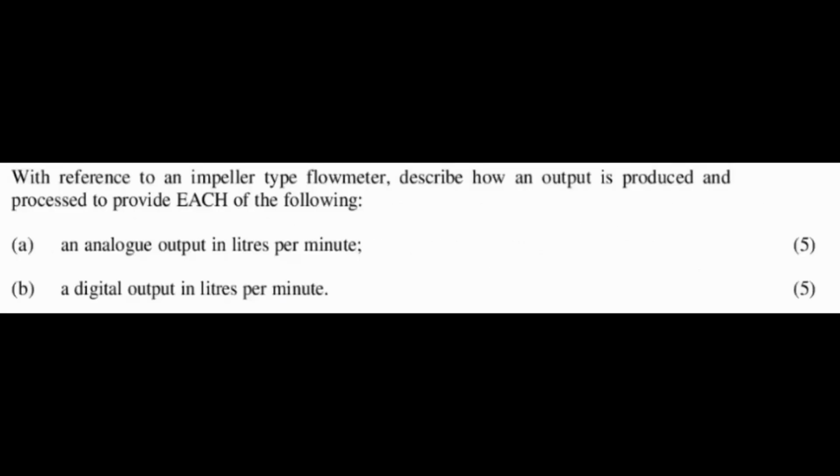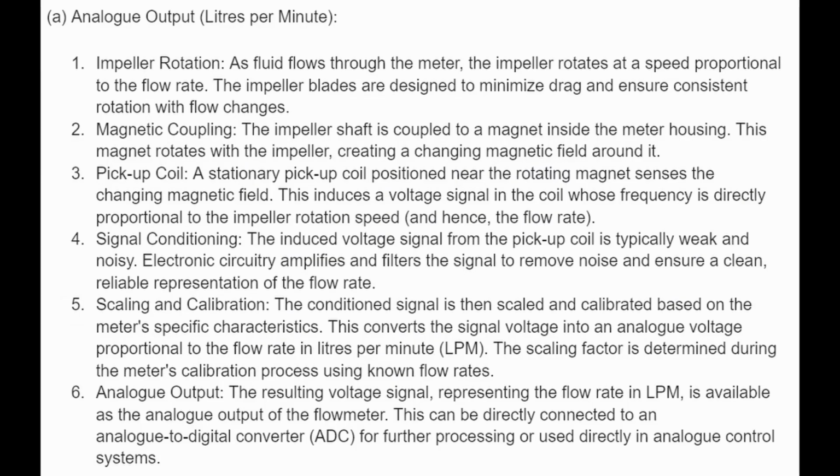With reference to an impeller type flow meter, describe how an output is produced and processed to provide each of the following. A. An analog output in litres per minute. B. A digital output in litres per minute. A. Analog output, liters per minute.